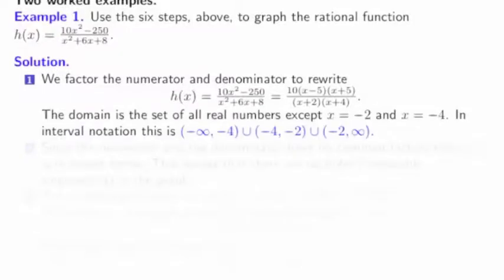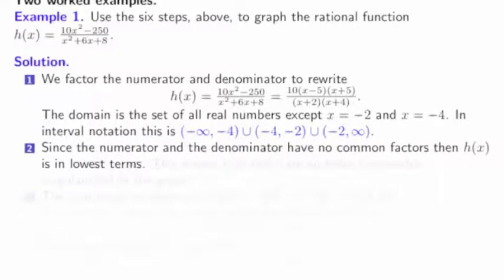The domain is the set of all real numbers except where the denominator is 0. In this case, x equals minus 2 will make the denominator 0, and x equals minus 4 will make the denominator 0, so those cannot be in the domain. So in interval notation, we see the domain written this way: essentially all real numbers except minus 4 and minus 2. The numerator and the denominator have no common factors, so h of x is already in lowest terms.